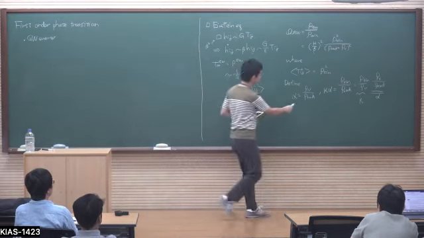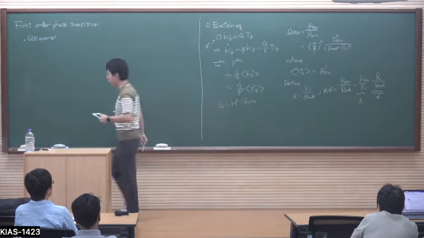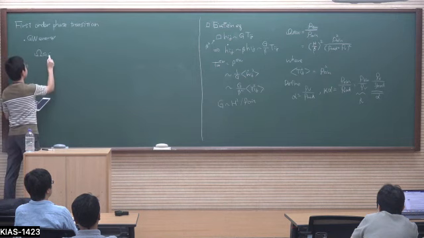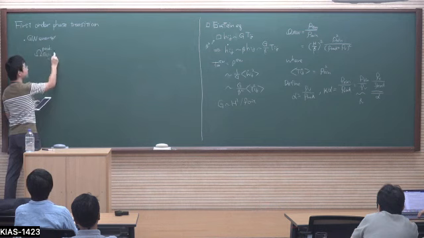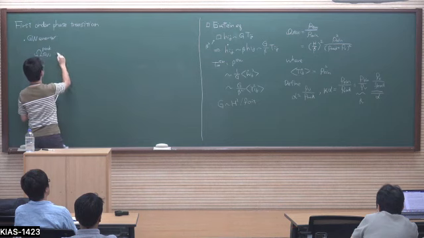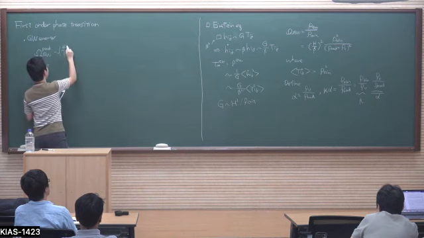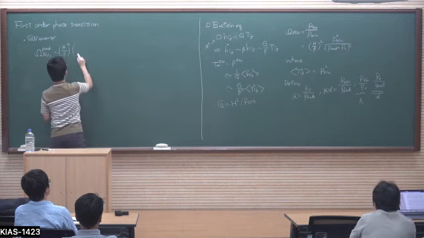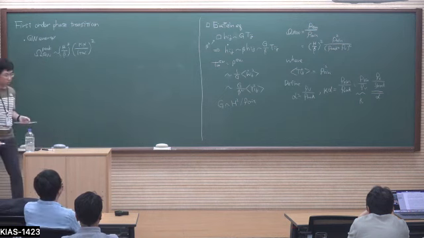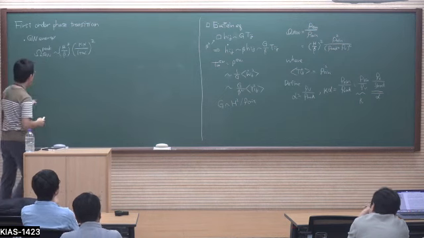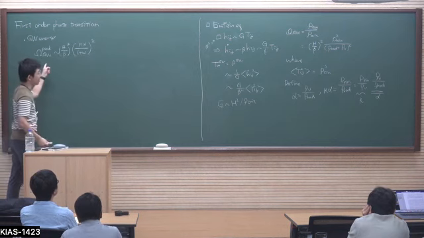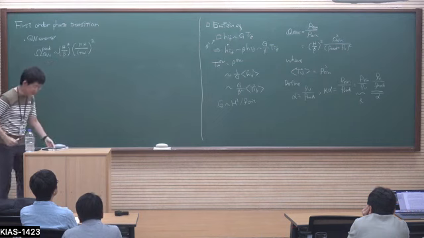So by using these two new parameters, we can obtain the typical amplitude of the gravitational waves produced by the first order phase transition, which can be expressed by this. So this is the typical amplitude of the gravitational waves. And also this equation is derived by dimensional analysis.